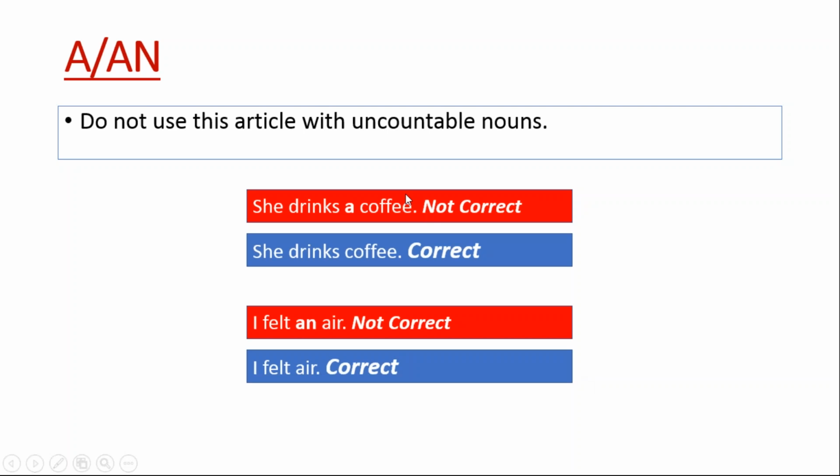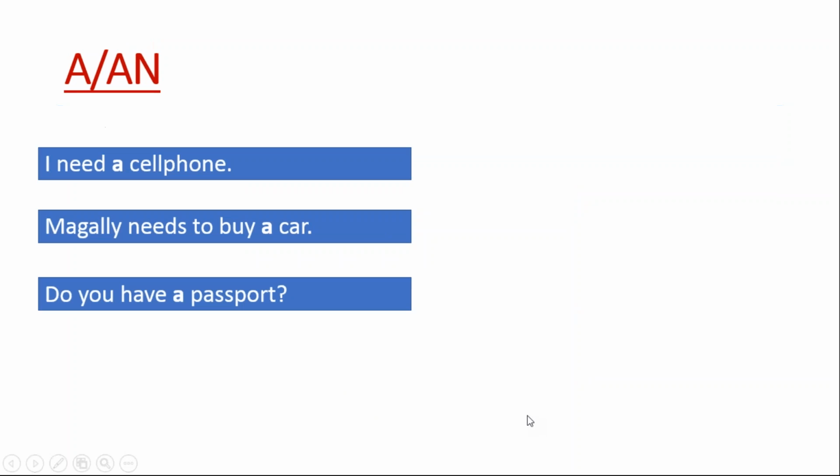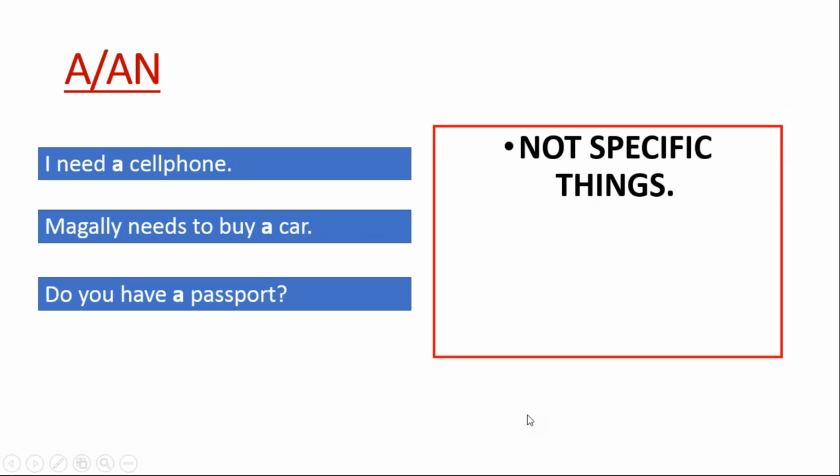¿Ok? Hablamos de líquido, coffee, o de air, que es el gas. No debo utilizar "an air" o "a coffee", no debería utilizarlo de esa manera, ¿sí? Entonces, a y an se utiliza para cosas no específicas porque estoy diciendo uno, ¿no? No estoy diciendo cuál, estoy diciendo solamente uno. Una casa, un problema, un niño.